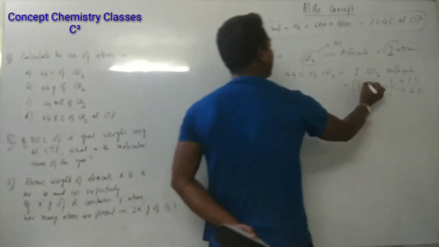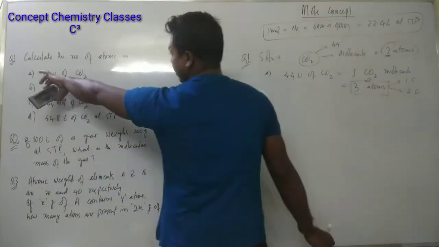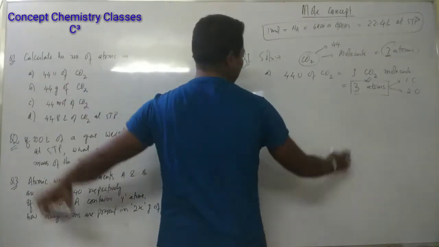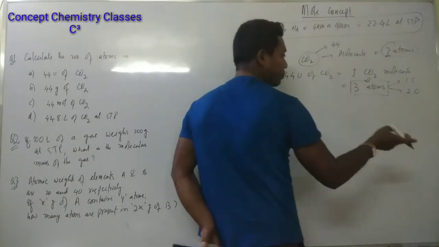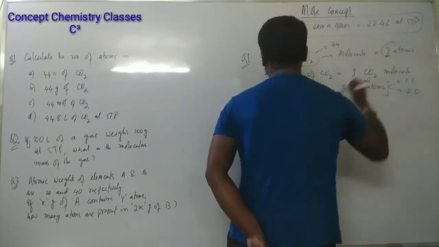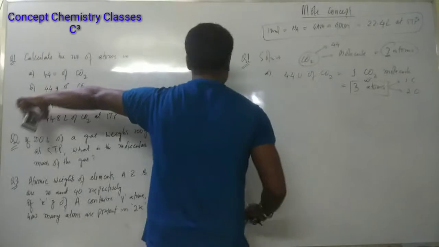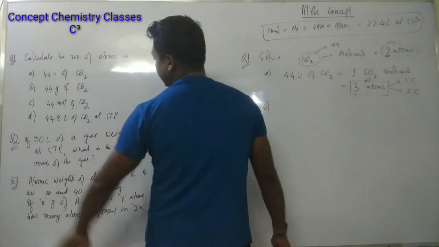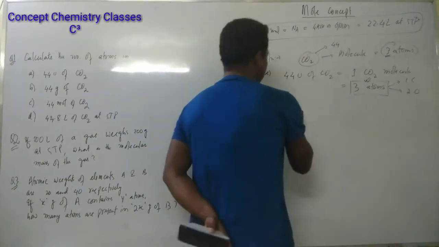This is the answer of the first question. 44 u of carbon dioxide contains only 3 atoms. In terms of number of molecules, only 1 carbon dioxide molecule. Now let's go to the second question. The second one is 44 gram of carbon dioxide.